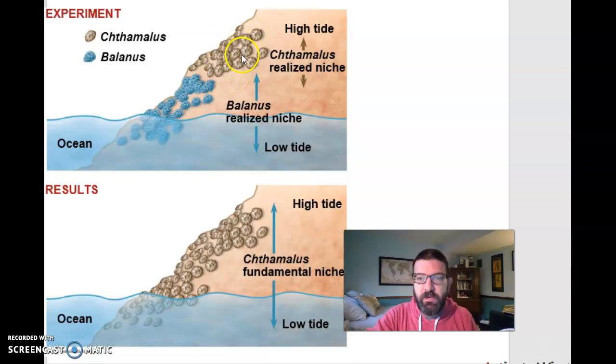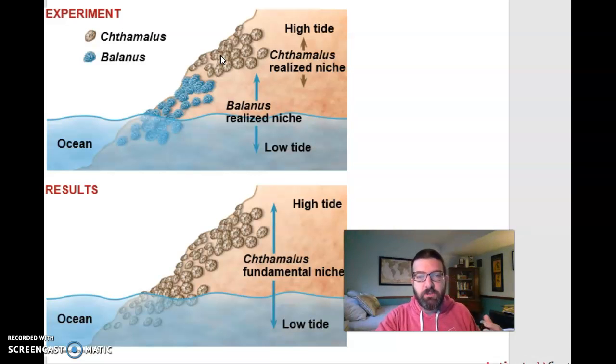So this right here, Tithalamus maybe, is a type of barnacle that tends to live pretty high up, right? It does not get much water even during high tide and none during low tide, right? And then down here we get the Balanus barnacles. And this is what you see in the wild.